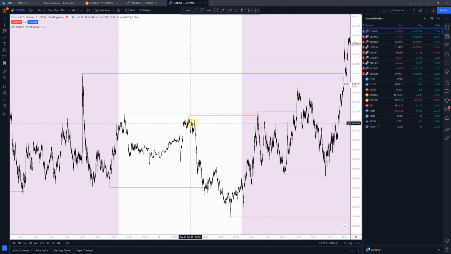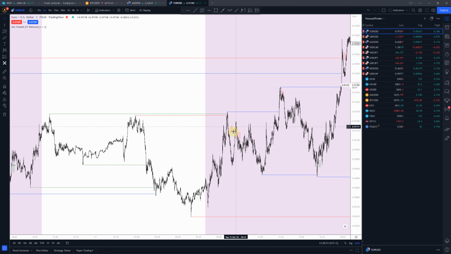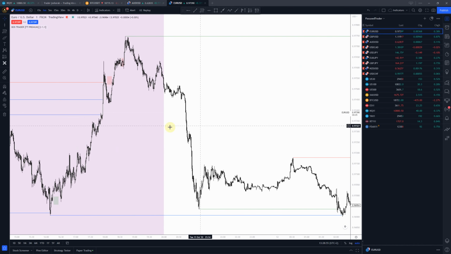So if you want to have more of these areas of interest drawn, then you can lower the number of pivot highs and pivot lows, basically the neighboring candles, to 1, for example, and that way you will see much more liquidity and much more areas of interest. But also you will get some good signals and some bad.